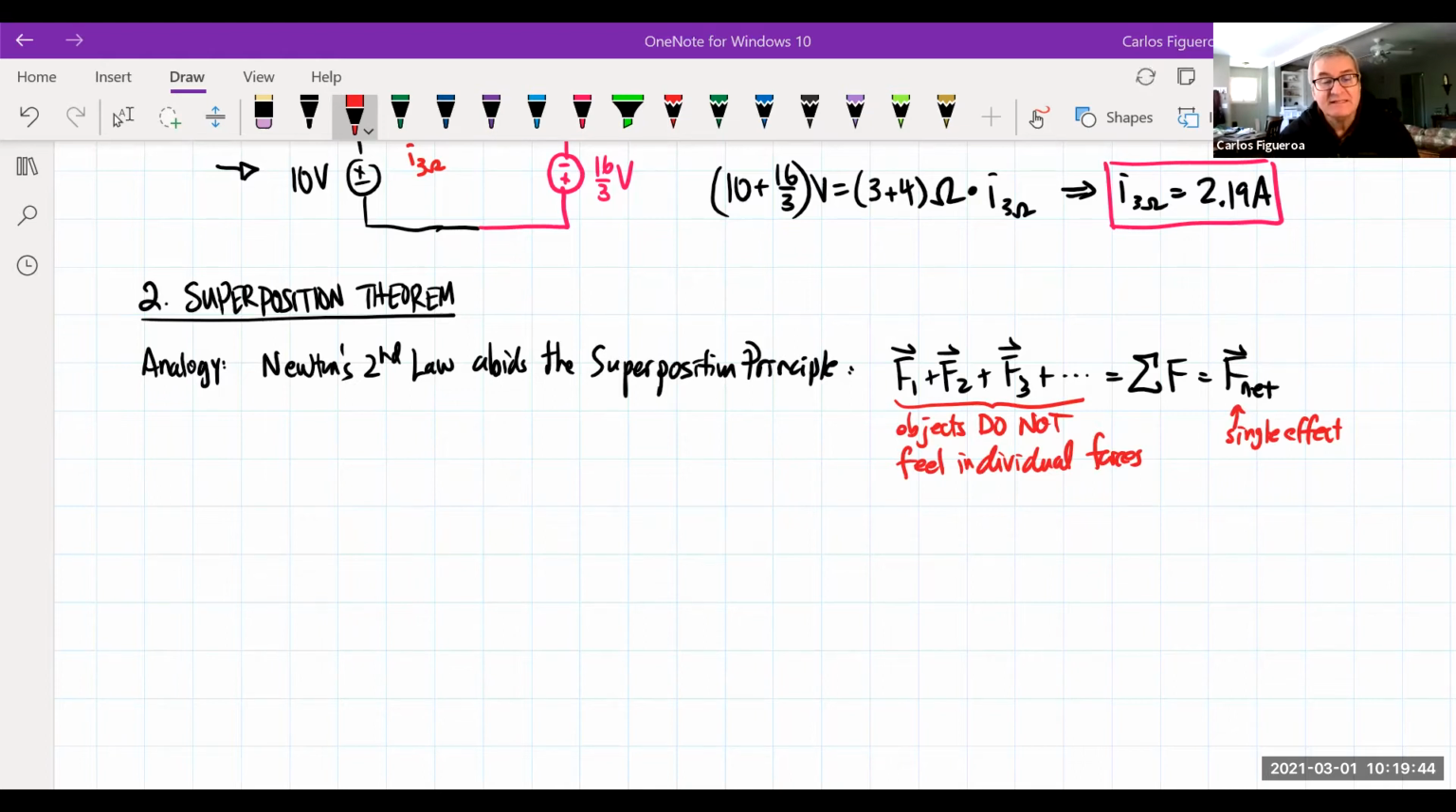In essence, that's exactly what circuits do. Circuits don't feel the individual sources. What they feel is the sum of the sources acting on a particular resistor. And this is what the superposition principle is for circuits here.